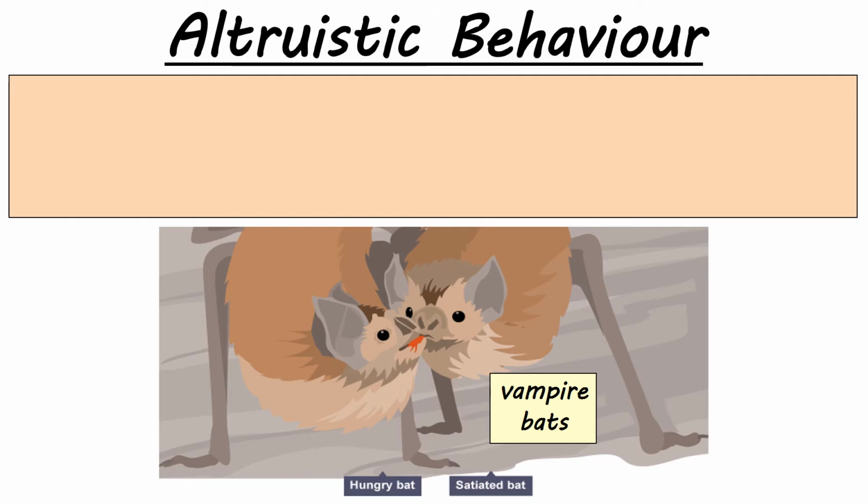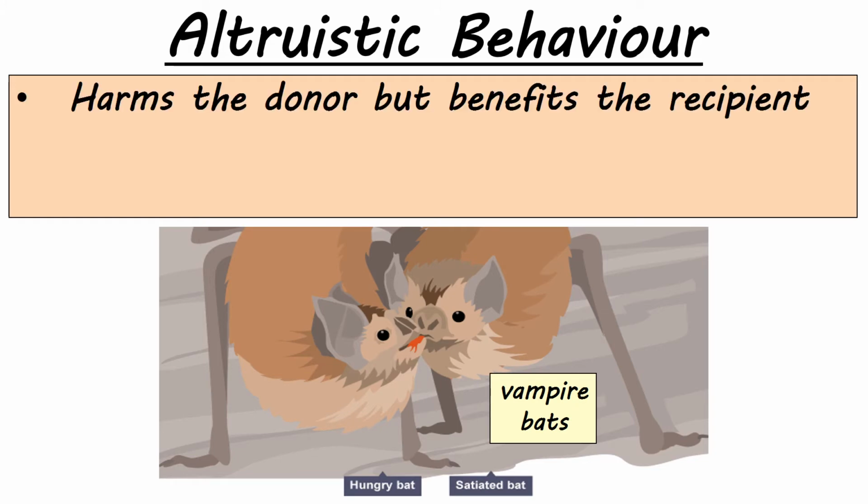So to begin with, altruism is a word you might have heard in relation to humans. So altruism is basically helping somebody or being kind without looking for anything in return, and immediately what it does is it harms the donor but benefits the recipient. So if you think back to mutualism, you had both benefited. Parasitism, you had one benefited and the other harmed, whereas this is the strange thing. So it actually harms the donor.